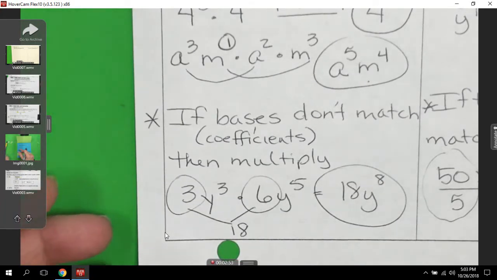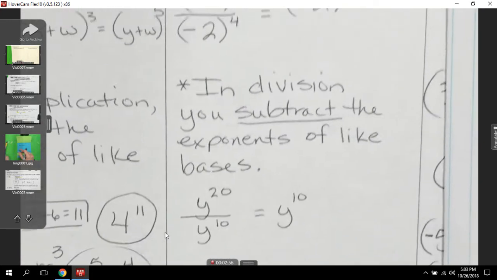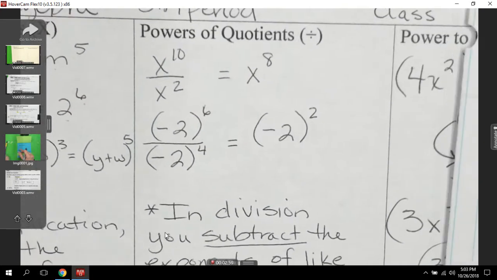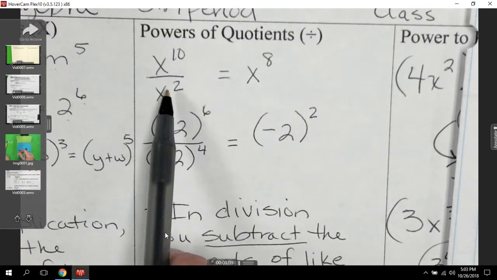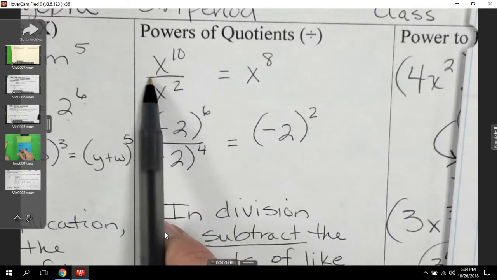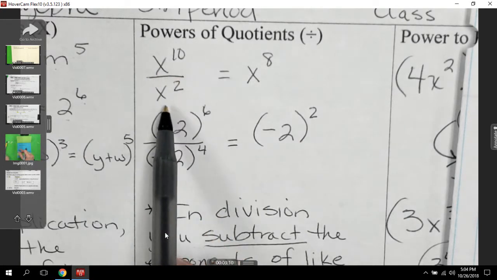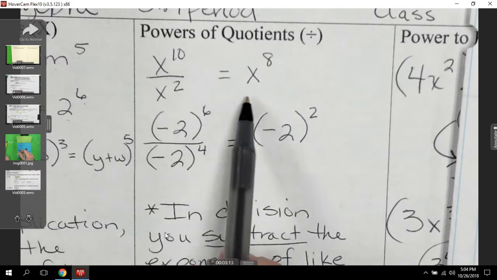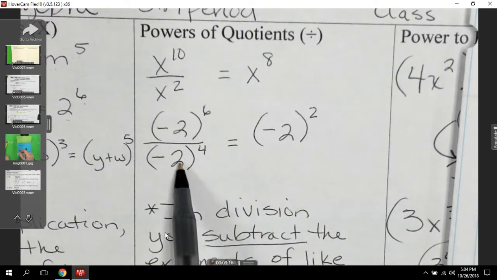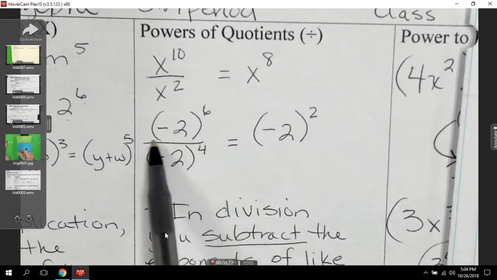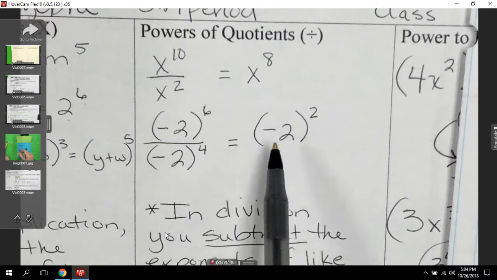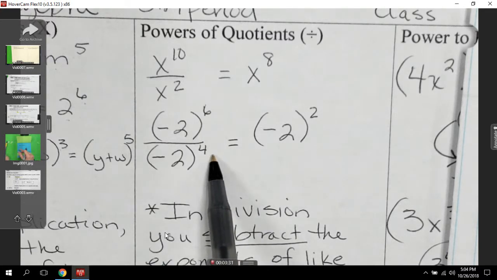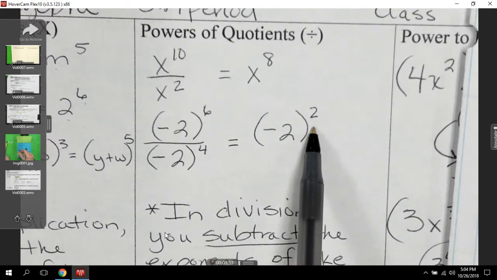Next, to review division. Division we talked about subtracting our exponents when the base numbers are the same. X to the 10th, the fraction bar is being used to represent division. X to the 2nd leaves us with x to the 8th. Negative 2 is the base. Negative 2 to the 6th power divided by negative 2 to the 4th power. Our base, negative 2, stays the same. And we subtract our exponent. 6 minus 4 is 2. That's the best we can do.